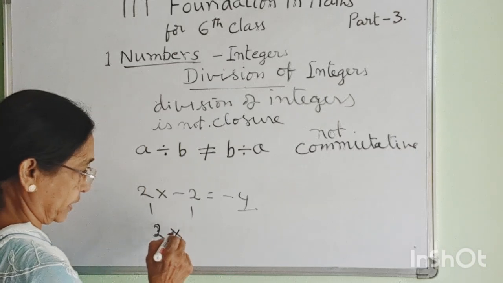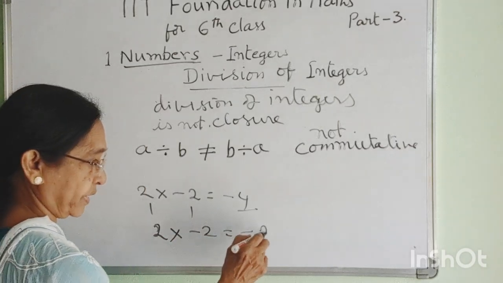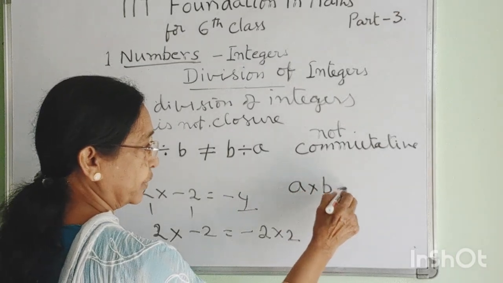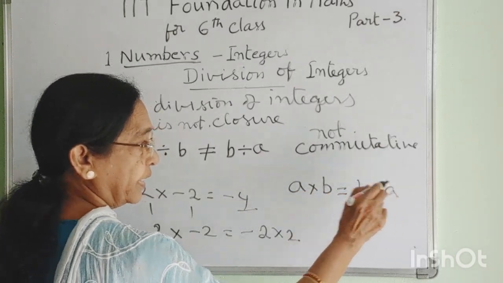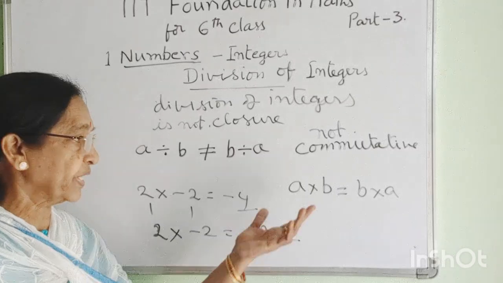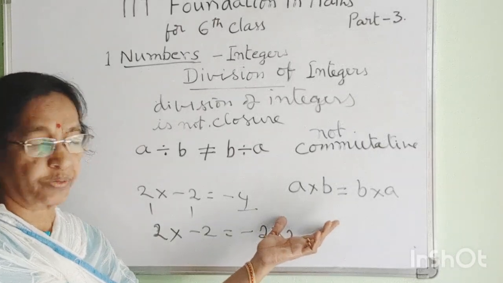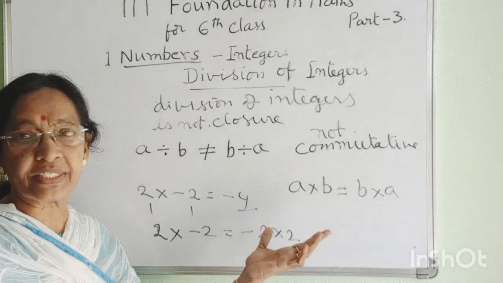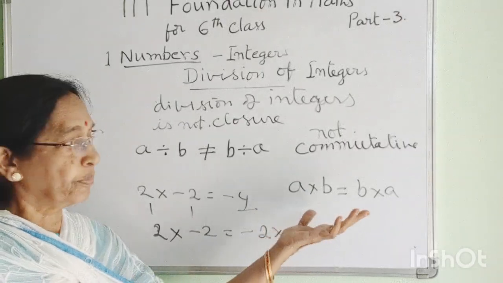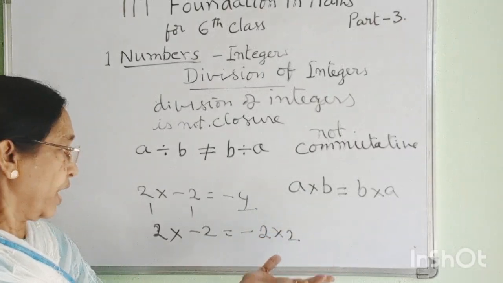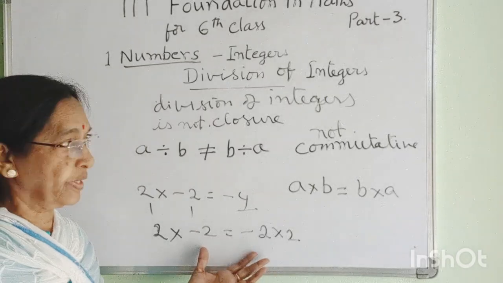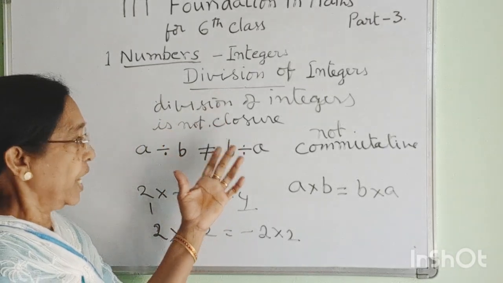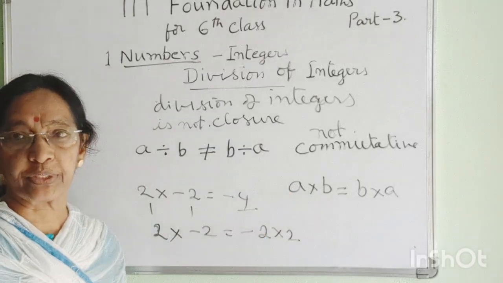And 2 into minus 2 is equal to minus 2 into 2, or A into B is equal to B into A. Therefore, multiplication is commutative. Whatever the order, the product of the integers is the same. Therefore, multiplication is commutative as well as closure, whereas division of integers is not closure and not commutative.